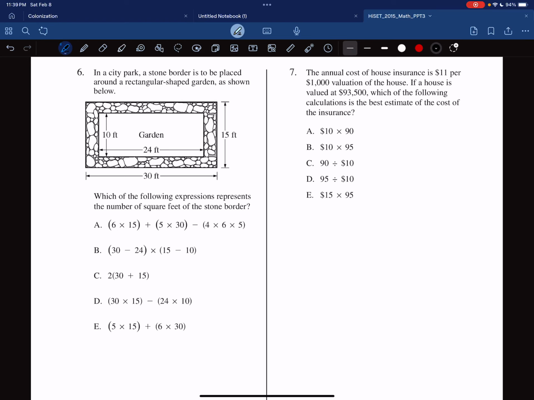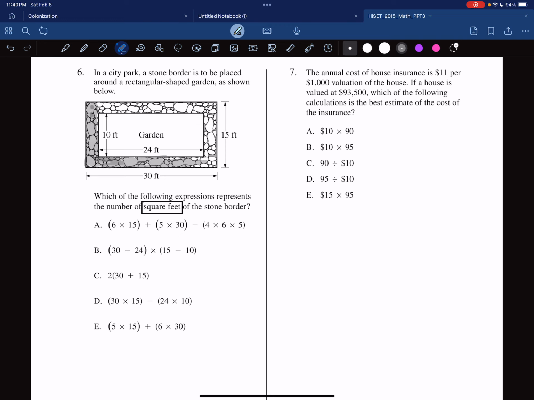Number 6. In a city park, a stone border is to be placed around a rectangular-shaped garden, as shown below. Which of the following expressions represents the number of square feet? So that's telling me to find the area of the stone border. So we're only interested in this part of the walkway or the garden, whatever this thing is. We only want to know about this part.